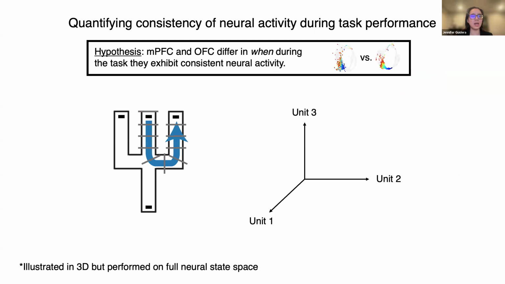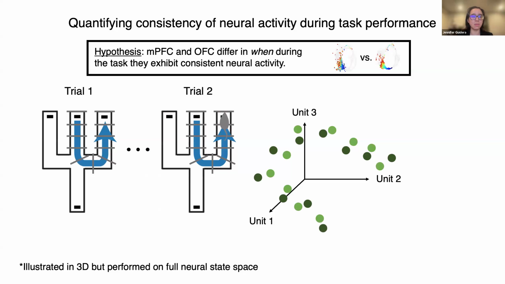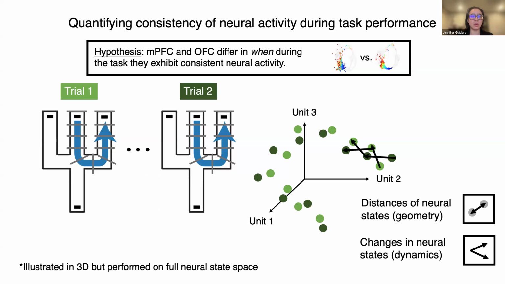Whereas the rat travels down one of the paths, activity will unfold in a particular way. And then if the rat makes another pass down that same path on a different trial, activity will unfold in a similar manner. We devised metrics to quantify the consistency of the placement of neural states, or in other words, their geometry, as well as the changes in neural states, or in other words, their dynamics.